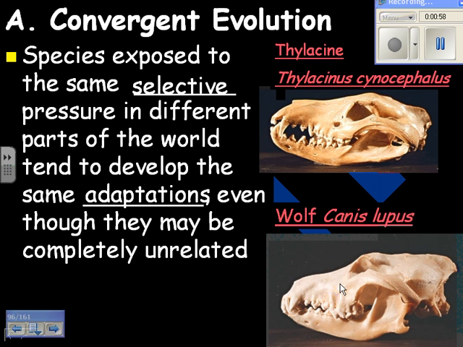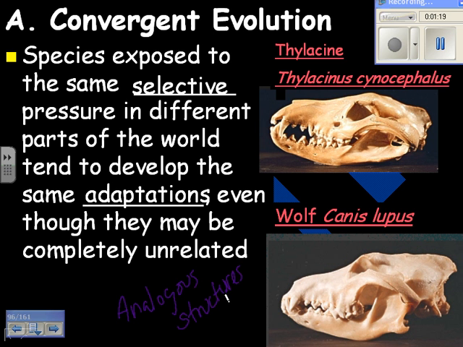So I'm more closely related to this wolf than that wolf is to that wolf, if you want to call it that. But they have much more similar adaptations, so they end up looking the same. So these would be analogous structures. So with convergent evolution, you end up getting analogous structures.